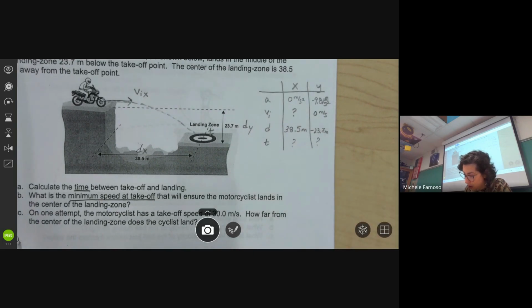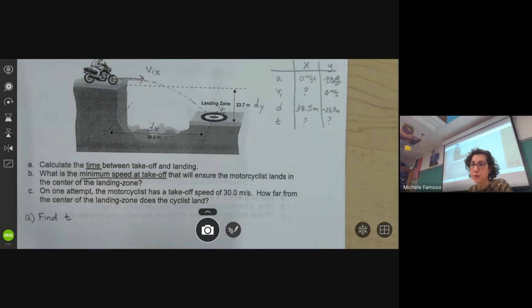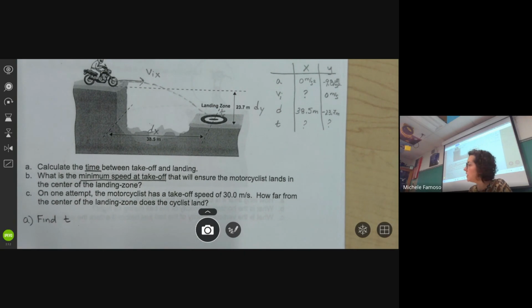All right, let's go to part A. What am I asking you to find, Miriam, in part A? So T. Which set of givens, Sydney, would be the best set to use to help us get the time? Yeah, how come?